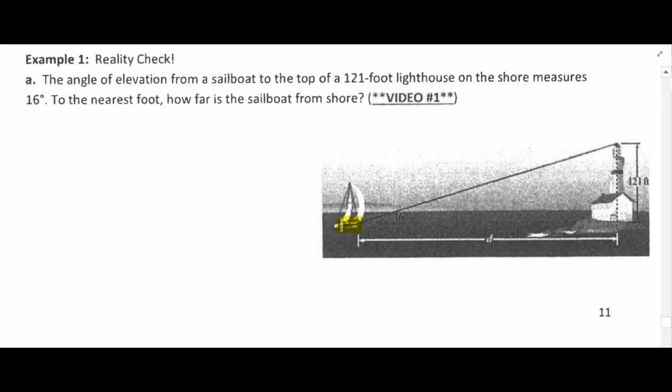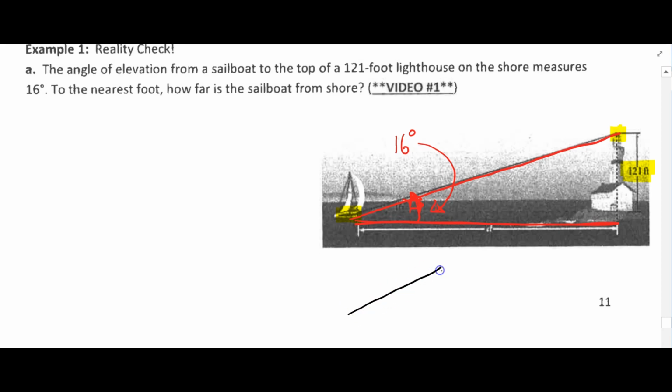So here's our sailboat, and here's the top of the lighthouse, and I know it's hard to see here, but this angle here is 16 degrees. So we're looking up from the horizontal. So we've got, this would be our horizontal, the water line here, and then we're going to look up to the top of the lighthouse, and we get this angle here that's 16 degrees, and we also know this is 121. So I'm just going to redraw the triangle here so it's very clear what we're dealing with. So here's my 16 degrees, here's my 121 feet, and we want to find the distance that the sailboat is from the shore. So we want to find this distance.